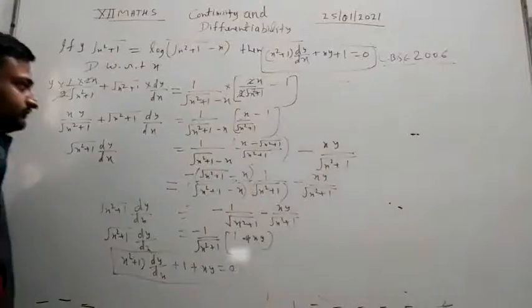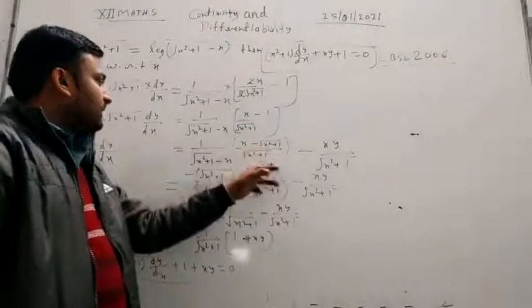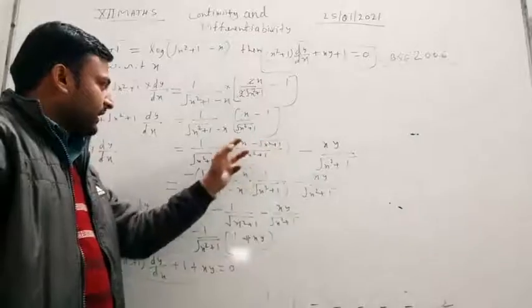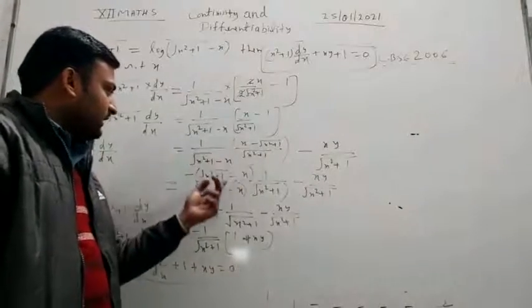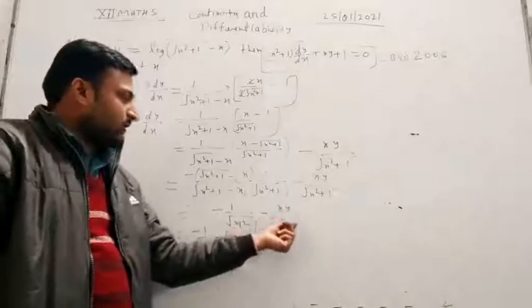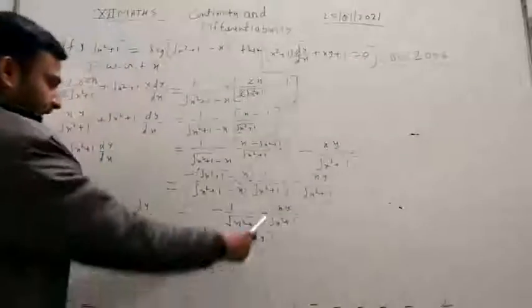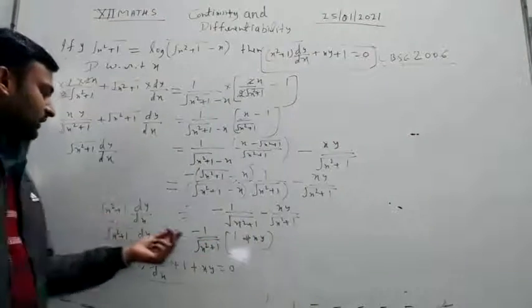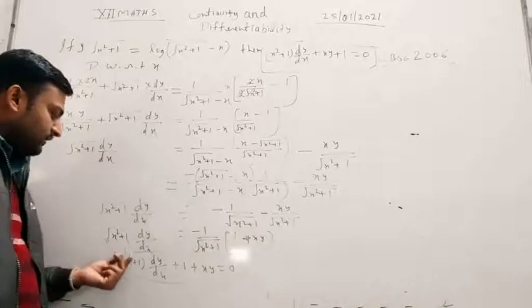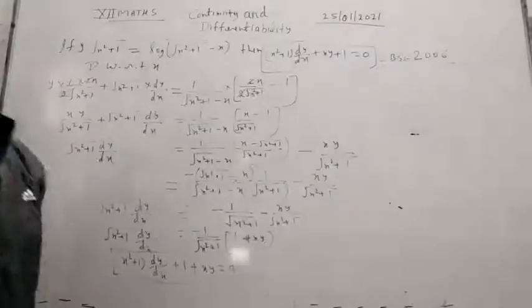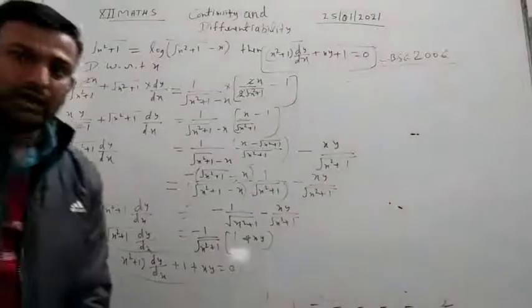Now take the LCM from here and send this part to the right hand side. Taking the minus sign outside, this part is cancelled, and we get minus 1 by root x square plus 1 minus xy by under root x square plus 1. Taking the minus sign outside again, we get 1 plus xy, and sending this to the left hand side, we get x square plus 1 dy by dx plus 1 plus xy is equal to 0. I hope you understand, students.